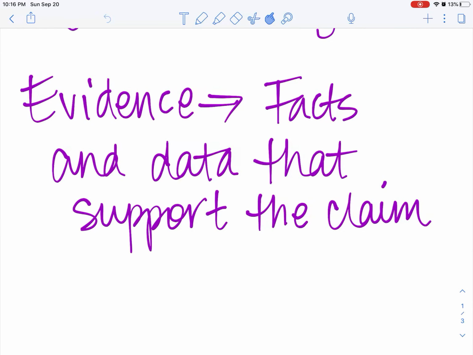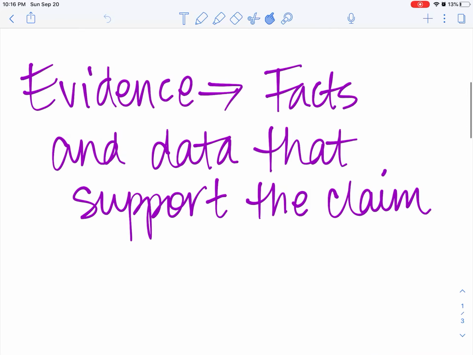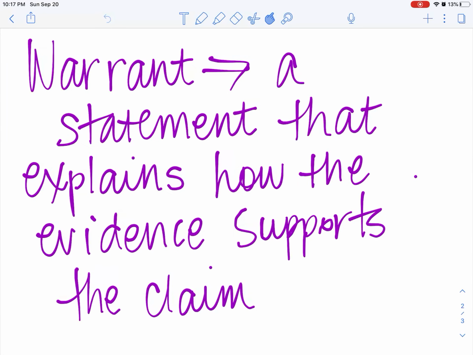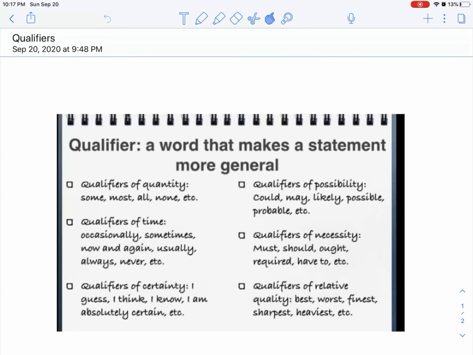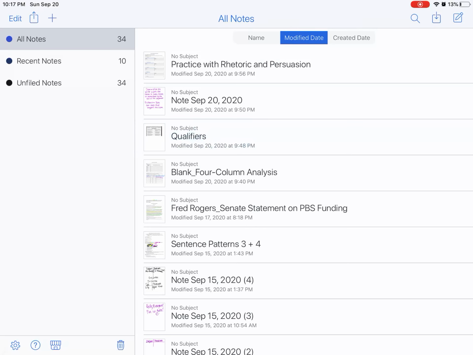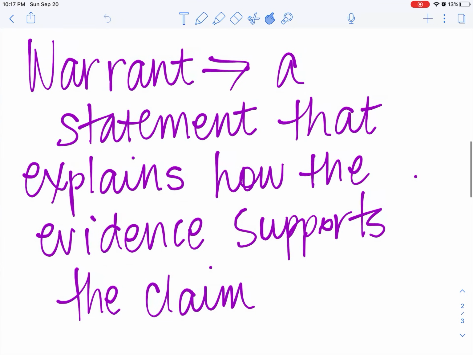What evidence is used to support that claim? And then again, what is the warrant? It's a statement using these qualifiers. If you want to pull this back up, I'll add this to the Canvas link. Using these qualifiers, saying generally, or it is sometimes best, or occasionally, or some of the time, you add a qualifier and you make a statement that connects the claim and the evidence, the data, to end with a warrant. So it's using a qualifier, and you'll say a statement that explains how the evidence supports that claim.